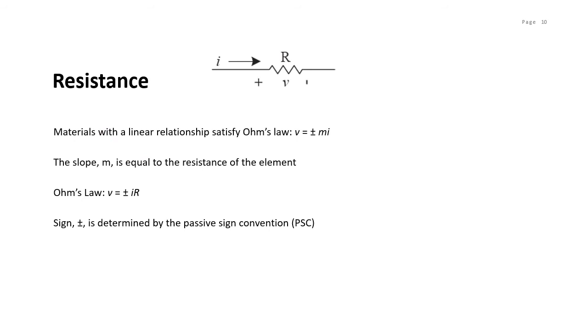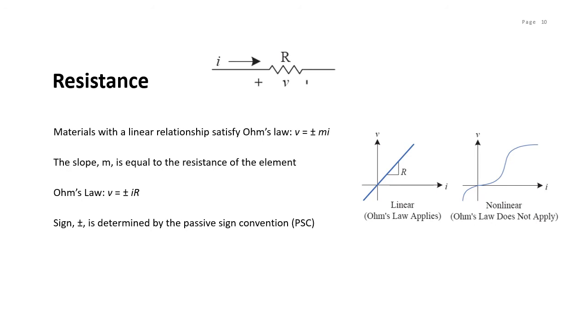It should be pointed out that not all resistors obey Ohm's law. A resistor that obeys Ohm's law is known as a linear resistor. It has a constant resistance, and its current-voltage characteristic, as you can see here, is a straight line passing through the origin, where the slope is equal to the resistance of the element.